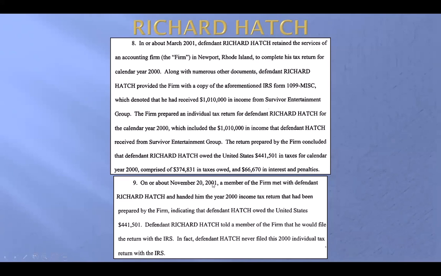Yeah. So now they do it November 20th. This is 1 month after the end of this kind of forgiveness period, if you have an extension. They give him the tax return saying that he owes $441,000. He told a member of the firm that he would file, but he just didn't file. Okay.